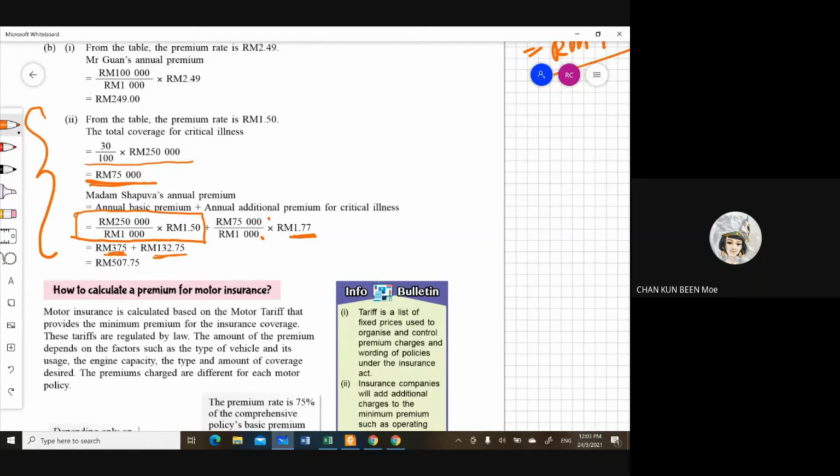Therefore, Madam Sapuva, her annual premium, she needs to pay a sum of 507.75 for both the basic premium and the additional premium for critical illness.